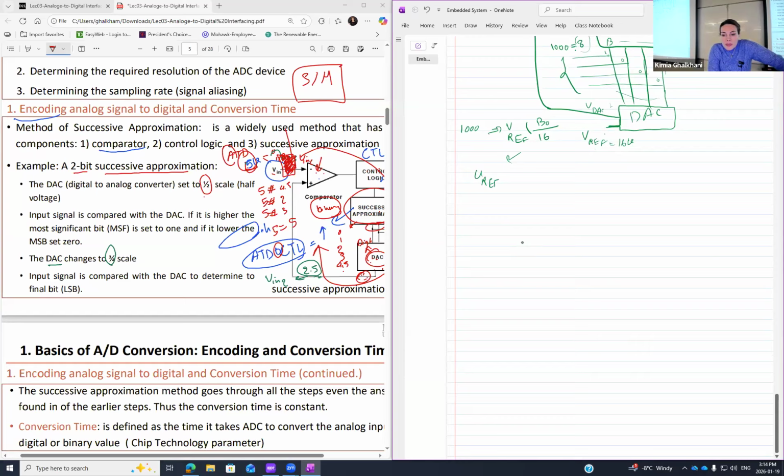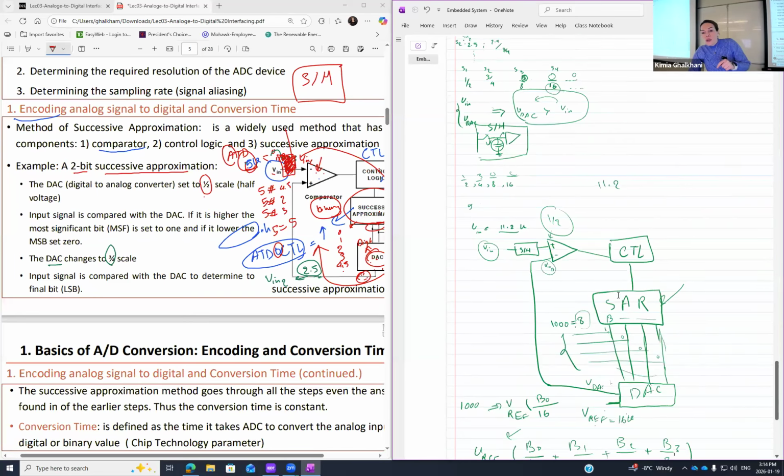VREF, my initial one, B0, first one, 16. Next time, it will divide it by 2, then B1, 8, the one that I have. Next one, it will again divide it by 2. Next one, again divided by 2, and then now I'm ready. This one becomes B2, this one becomes B3.